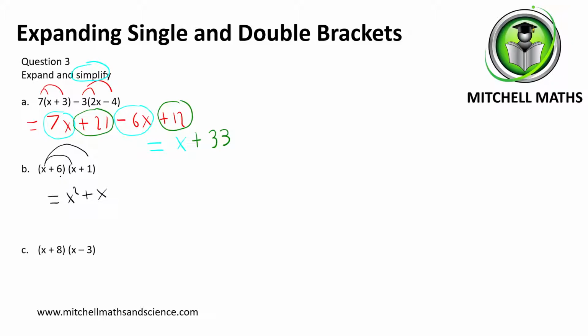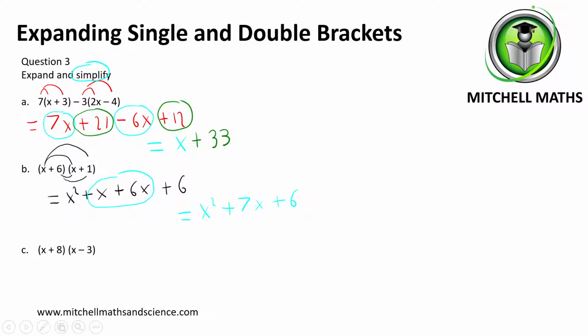I need to do the same with the 6. So I'm going to times 6 by x, which is plus 6x. I'm also going to times the 6 by plus 1, which will give me plus 6. So I've expanded it, and now I need to simplify it. I've got an x squared and a number at the end. The part I can simplify is the two middle terms, plus x plus 6x. My answer will be x squared, well, plus x plus 6x is plus 7x, plus 6. That's my simplified answer.